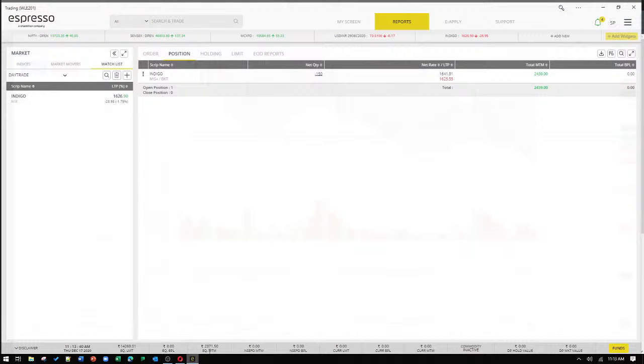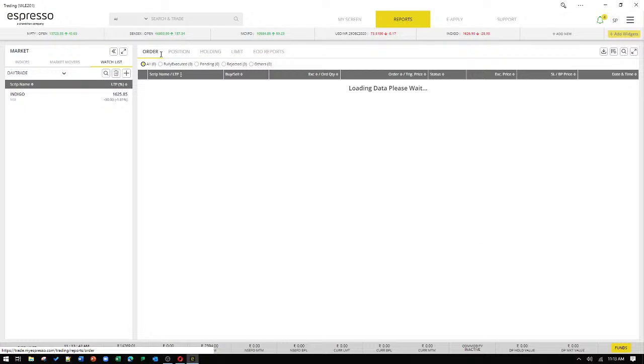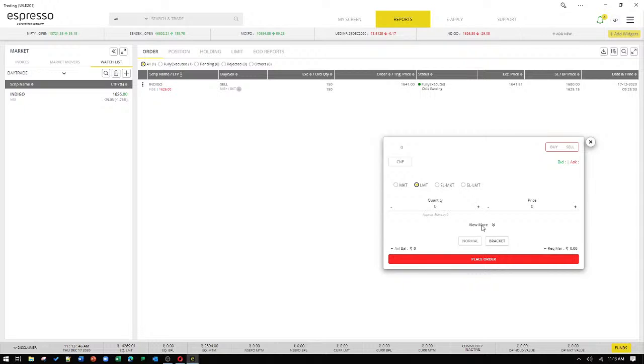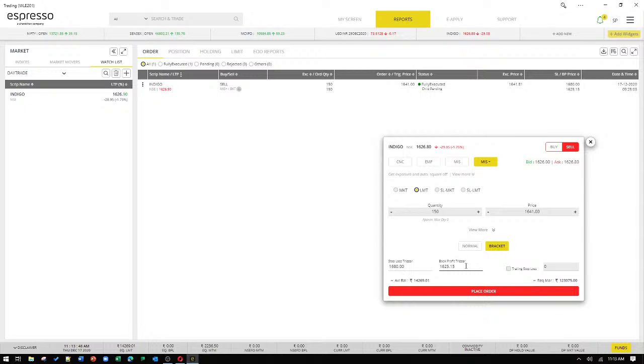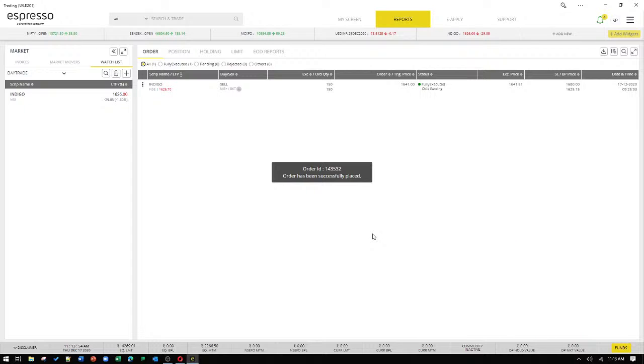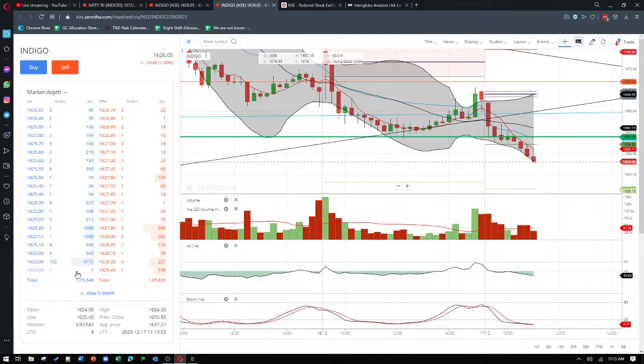I have a strong belief that it is going to break, so let me change my order. I don't want to exit my position at 1625, so I just reverse it to 1624. Why did I want to change it now? Because the number of orders at 1625 is about 4,000. So I believe that some big player will eat those and push this price further down. So is my theory right? We'll wait and watch.